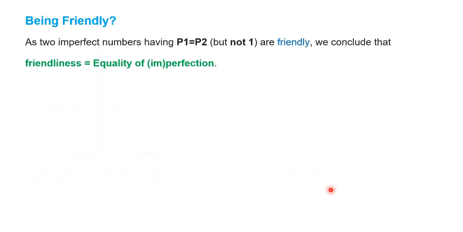Fine. Now, being friendly, what does it mean? As two imperfect numbers having p values p1 and p2 that are the same but not equal to 1 are friendly, we conclude that friendliness is synonymous with equality of perfection or imperfection. Because if p is perfection, then 1 minus p is imperfection, right? So either you can call it equality of perfection, or as well you can call it equality of imperfection.